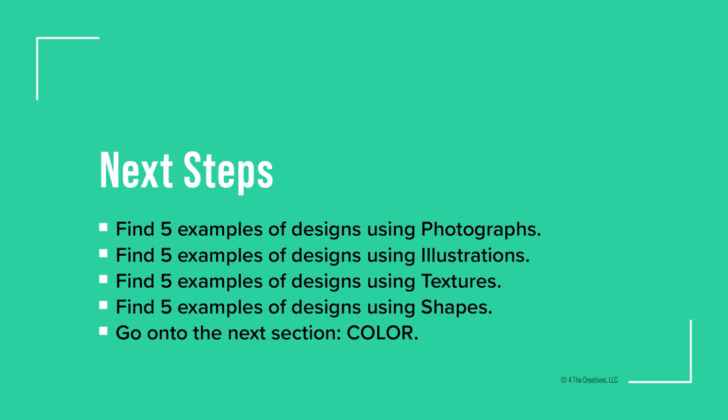Your next steps are to find 5 examples of each type of visual language in a design. Look at what the design would be without the visuals and see if they enhance it or make it worse. And then you're going to go on to the next section, all about color.